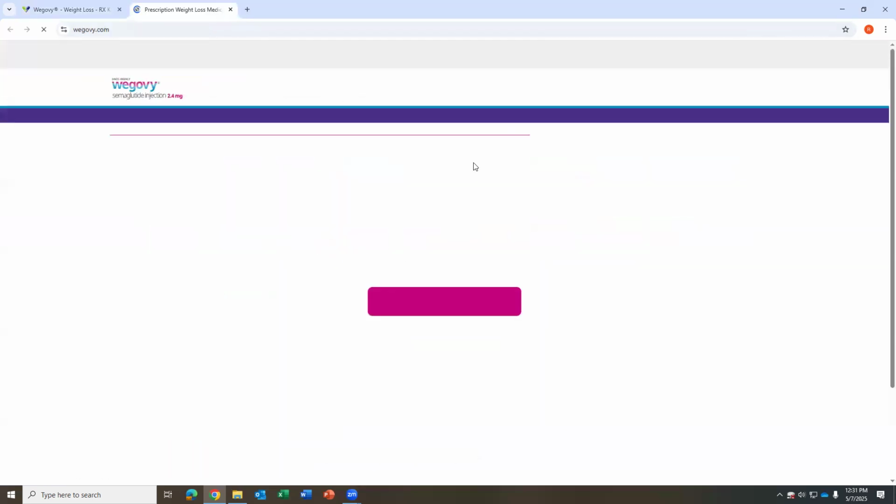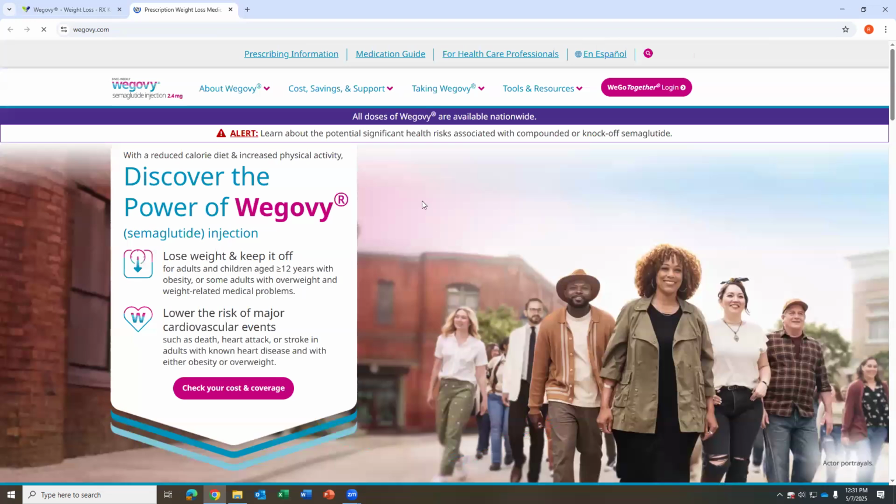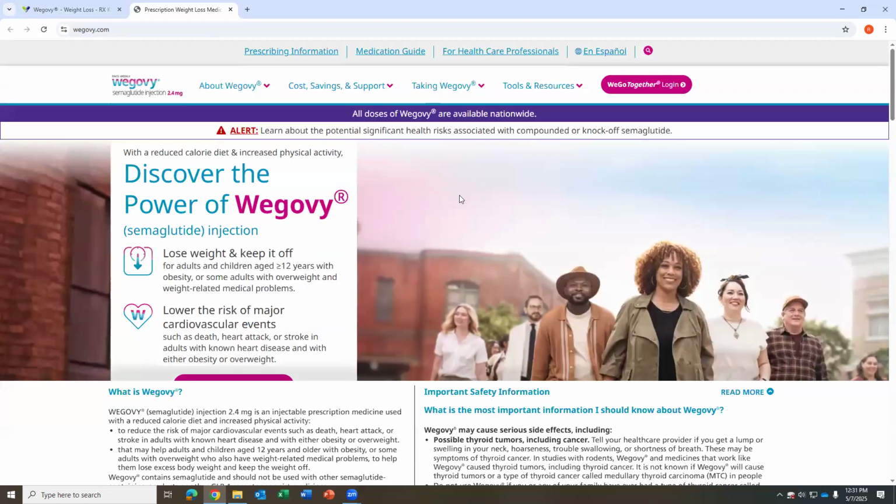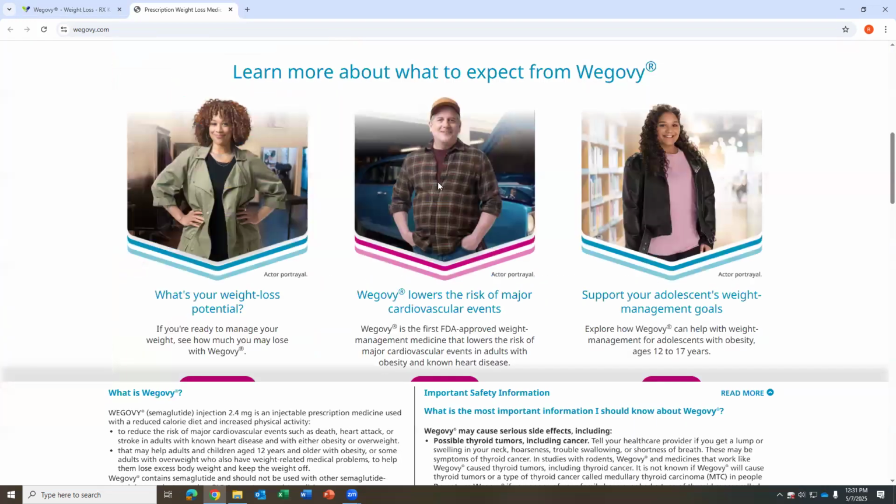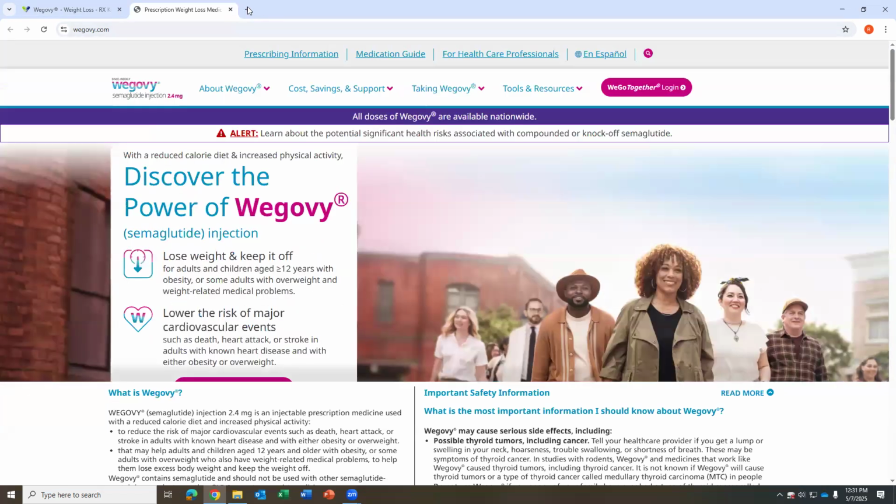We have the patient website. So there's a direct link to the Wegovy website. It has an incredible amount of information. So you can go through that and use that, look at different patient case studies. It's very important to understand all that information.